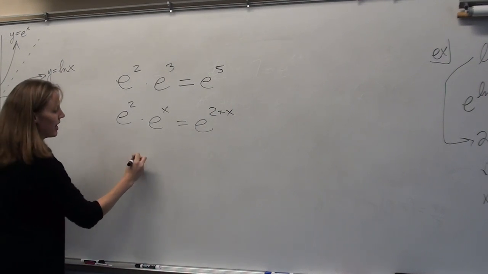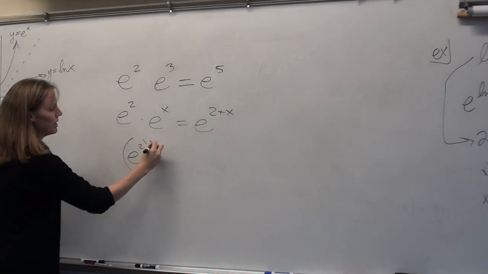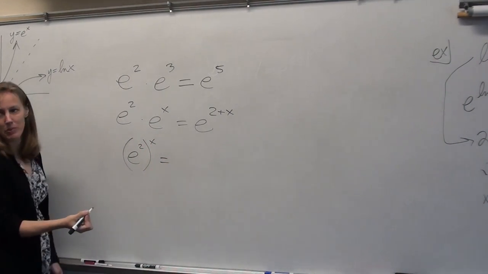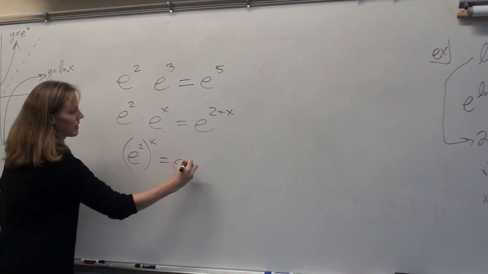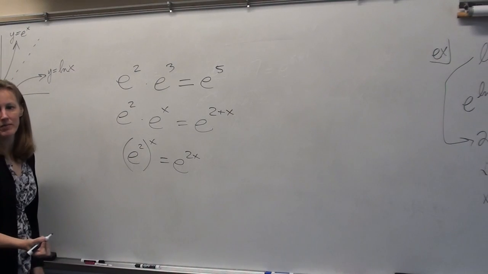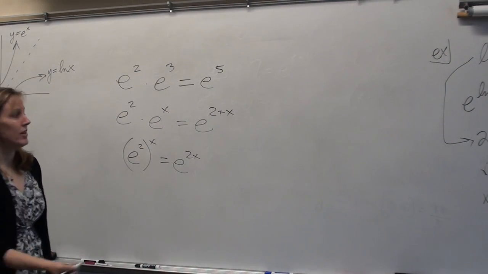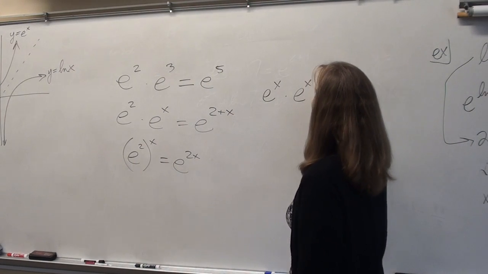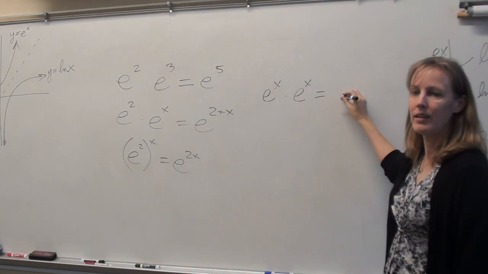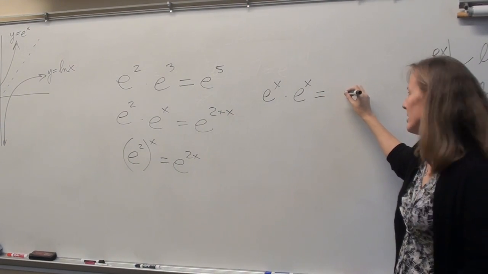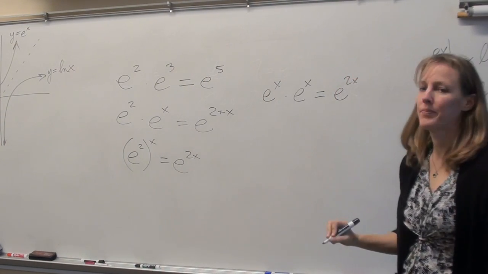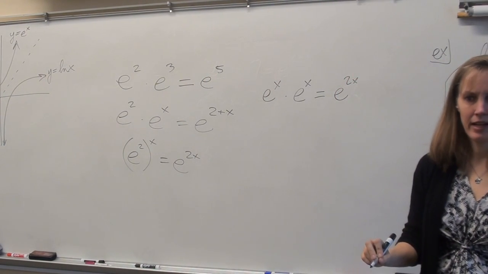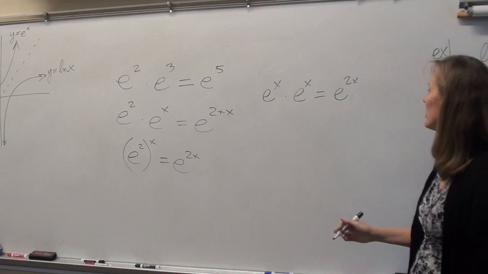So now if I had e squared raised to the x, that would be e to the 2x. Or if I had e to the x times e to the x, that would be e to the 2x. Be careful with your exponents.